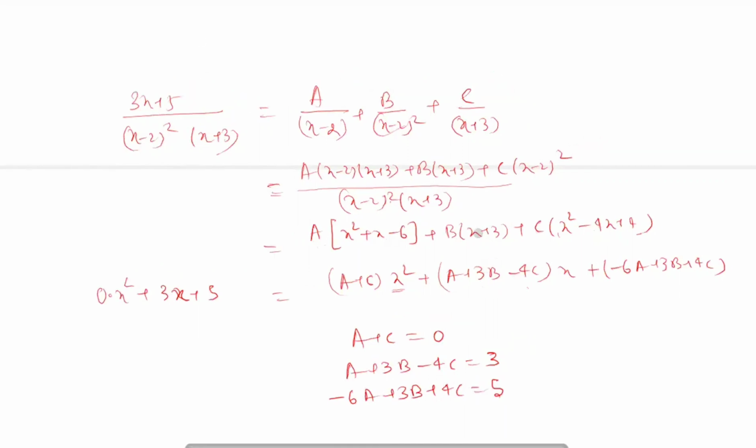Is it A plus B and then minus 4C? Yes. And then minus 6A plus 3B. You're right.